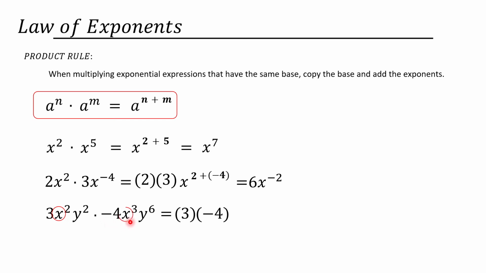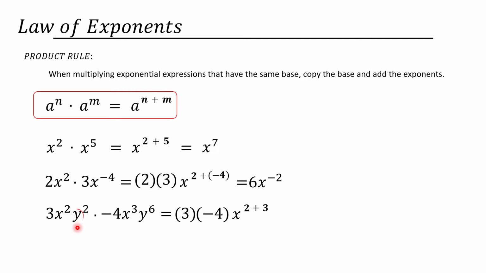Okay? So, since we have variable x here raised to the power of 2, then we have variable x raised to the power of 3, the same base, right? Since they have the same base, you copy that one, then you add their exponents. So, that is 2 plus 3. Okay? So, we're done with that.